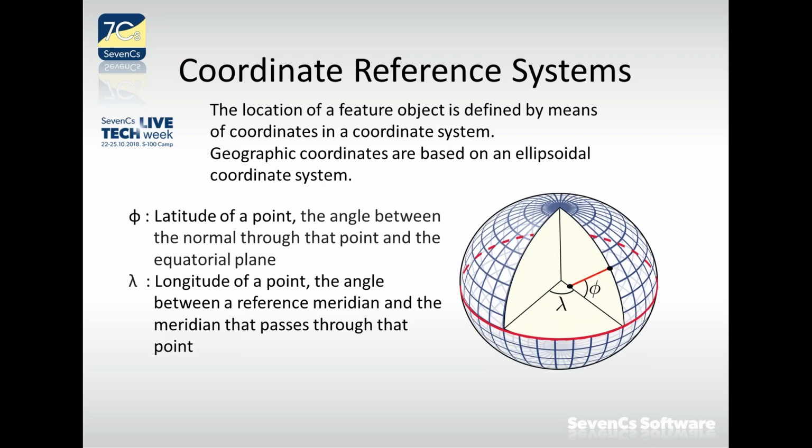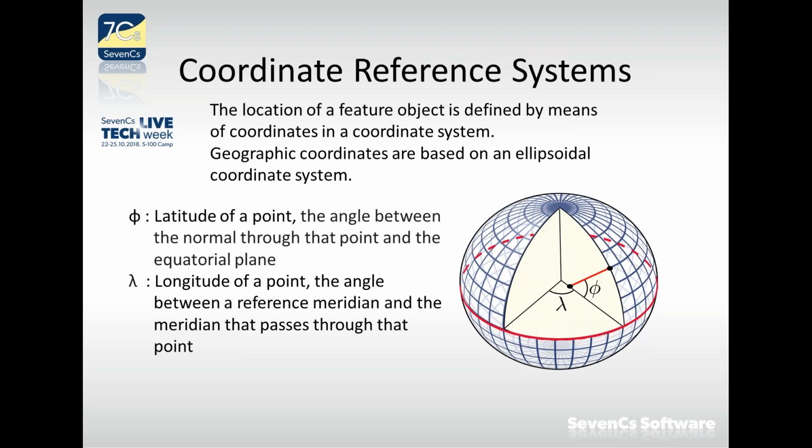Since this is a geographic standard, the locations of the feature objects are referenced to the surface of our planet. For that, the coordinates are in a geographic coordinate system, which is based on an ellipsoidal coordinate system. That means the surface which is used for these coordinates of the Earth is a rotation ellipsoid.